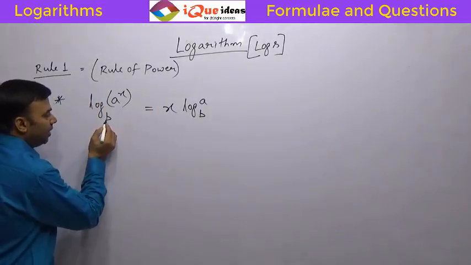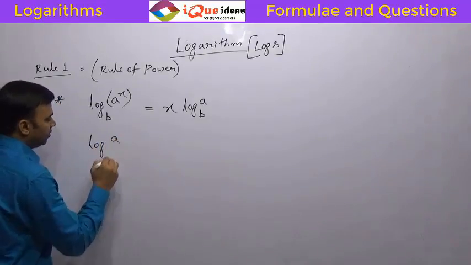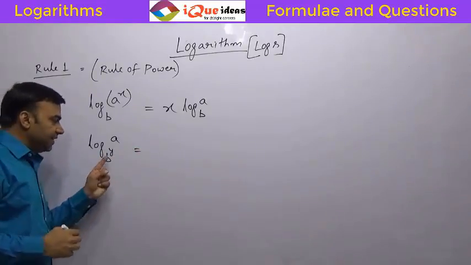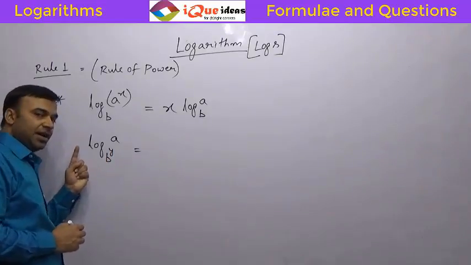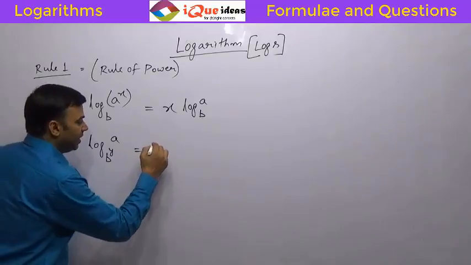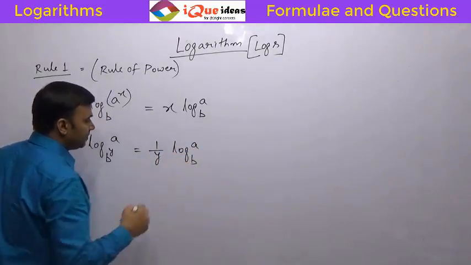Similarly, if there is a base which has some power, so let's say log of a to the base b to the power y. So what will happen? Even this power y, even if it is the power of base, it can come outside. But when it comes outside, it comes in the denominator. So this can be written as 1 by y log a to the base b.